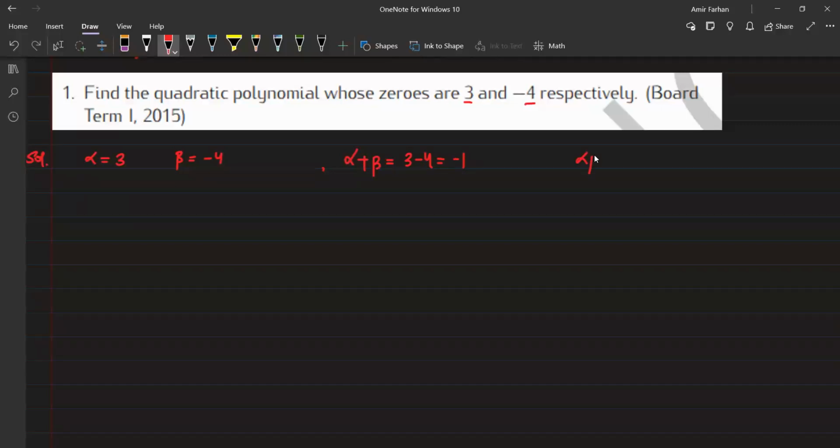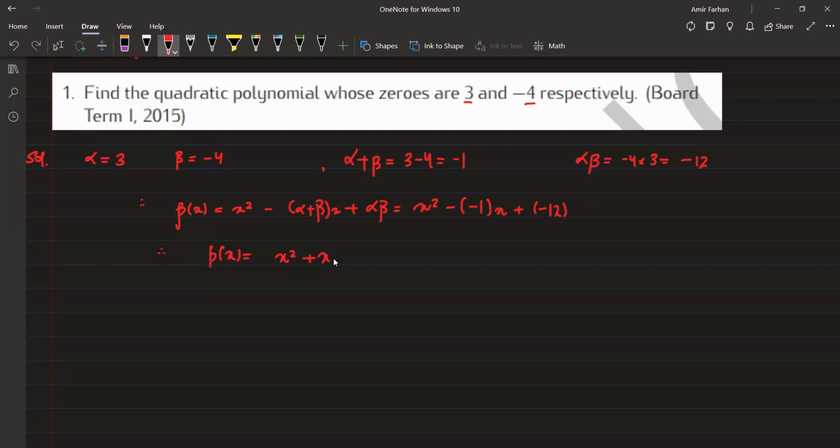Yes or no? And let's calculate alpha into beta, that is minus 4 into 3, which is equal to minus 12. So you have the expression to find the polynomial if the zeros are given, that is x square minus (alpha plus beta) into x plus alpha into beta. Substitute the values: x square minus (minus 1) x plus (minus 12). Basically, open the brackets. So p of x will be equal to x square plus x minus 12.